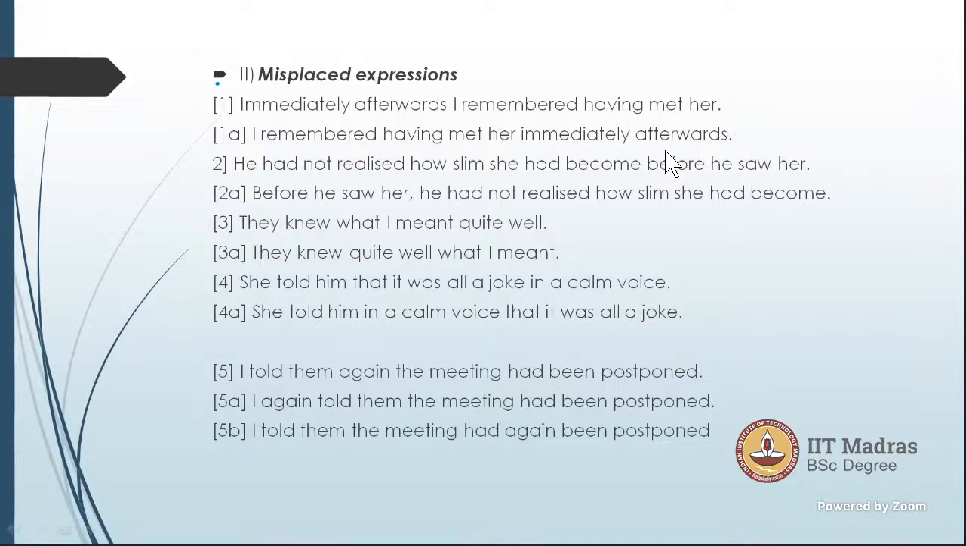Immediately afterwards, I remembered having met her is a very short sentence. So this might look like that to you, but would you have understood it if I had not given all these things? If I had just given you the four sentences, immediately afterwards, I remembered having met her, they knew what I meant quite well, she told him, without the other set of sentences, would you have told me the same thing? Not really, right? Yeah. So that is what I'm trying to get across to you.